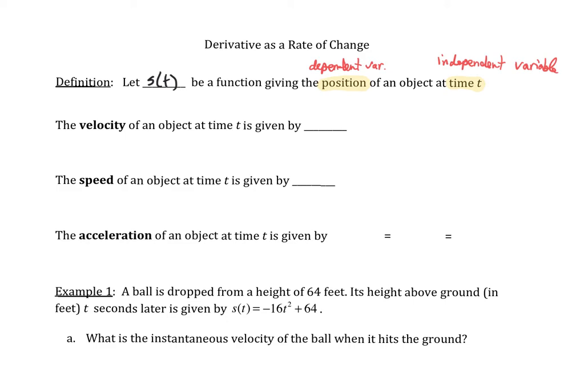Another idea besides position that we care about is velocity. So the velocity of an object at time t is going to be given by the function v of t. And how is v of t calculated? V of t is really the derivative of the position function.